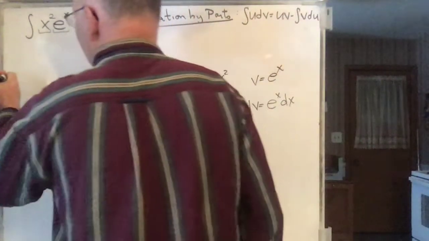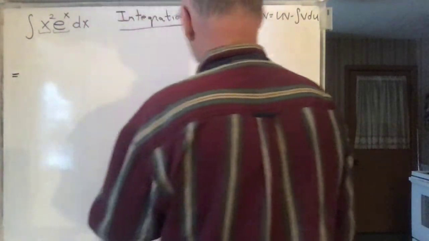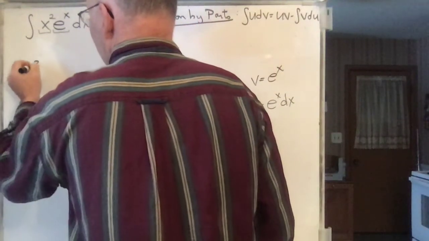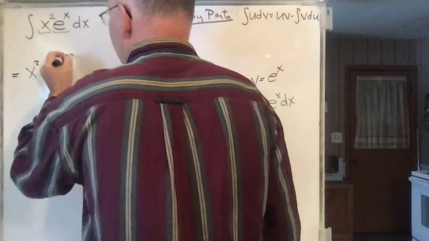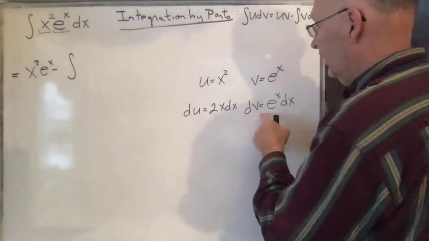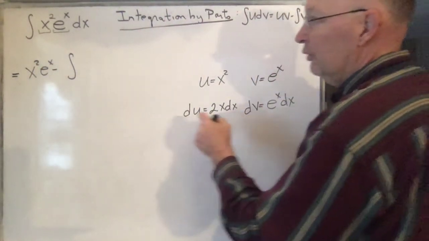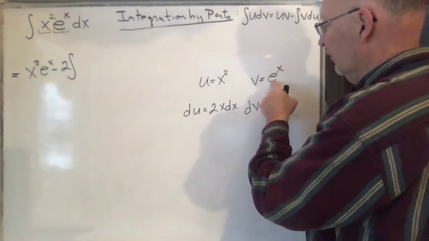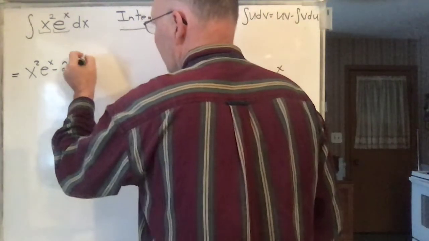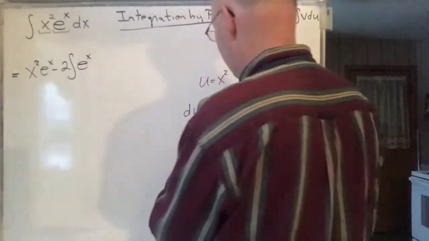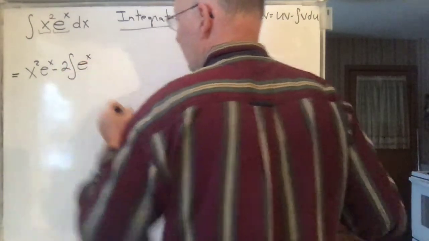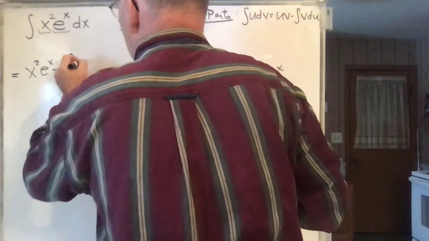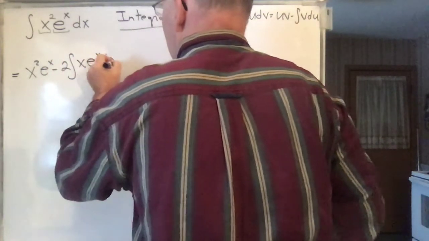Okay, so let's see what we get. So this is going to be uv, here's your uv, x squared e to the x, minus the integral of v du. Here's your v, here's your du, your 2 can come out front, and your v du is going to be e to the x times, I brought the 2 out front, let's put the x in front. Like that.